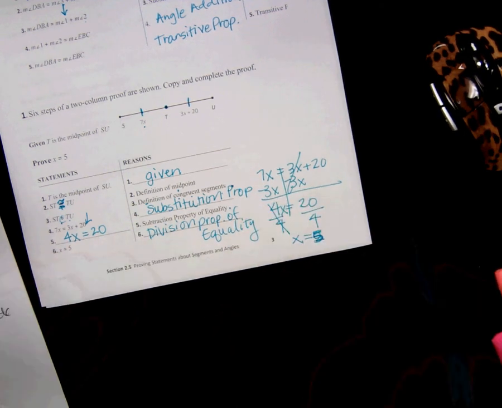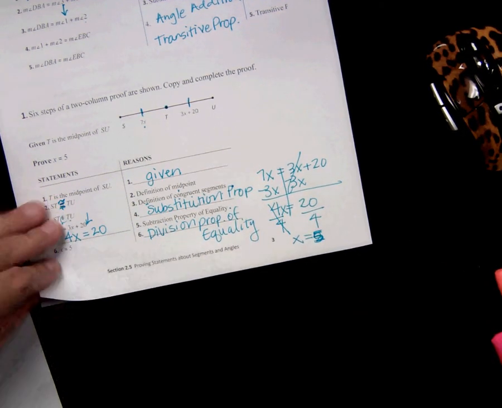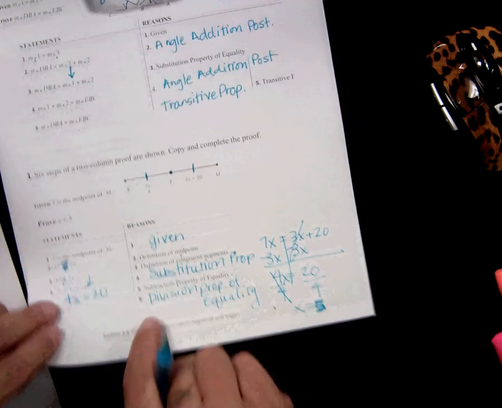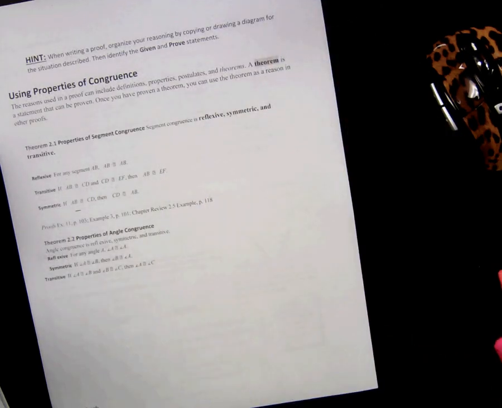And those we kind of went over some in 2-4 when we were solving proofs algebraically. That solves that one. Okay, hint, when writing a proof, organize your reasoning by copying or drawing a diagram for the situation described. Identify the given and the proved statements.